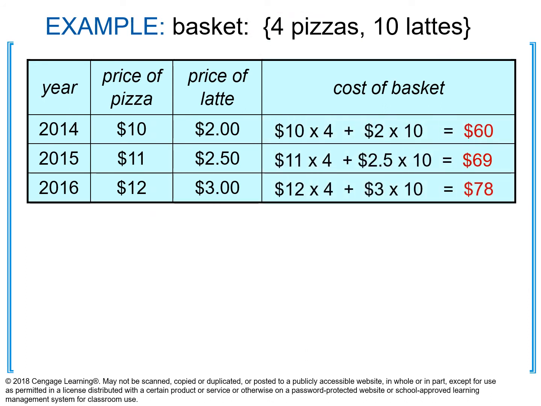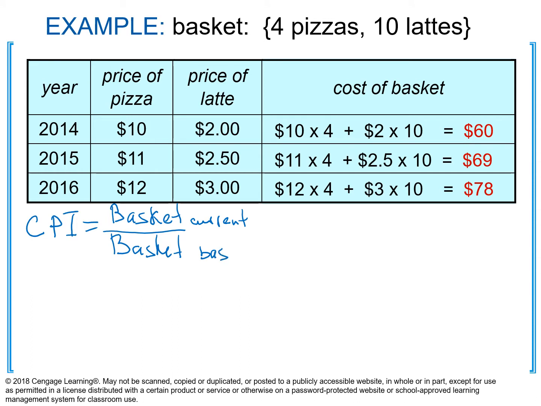And so on this slide, we're going to calculate our CPI. Remember, CPI is equal to basket, I'm just going to write the general formula right now. Basket cost of the current year over the basket cost of the base year. And I'm going to put base year right here in this box over here, and remember, multiply by 100. That's our formula for consumer price index.